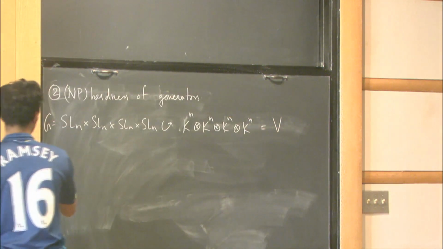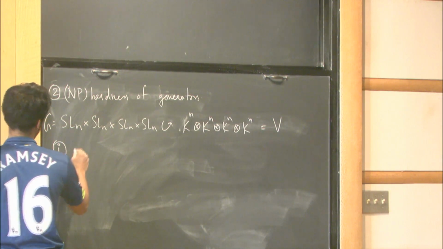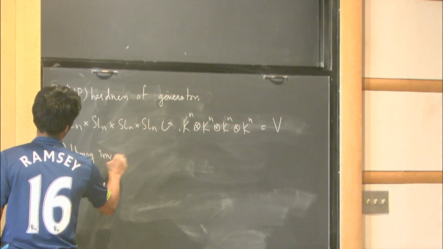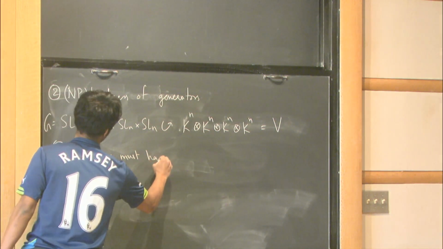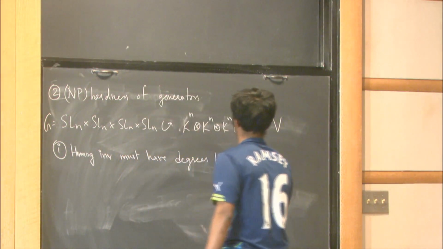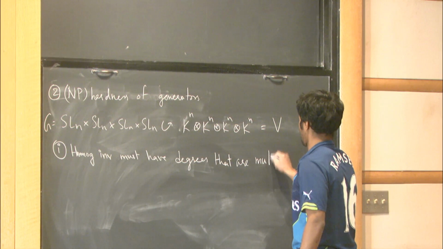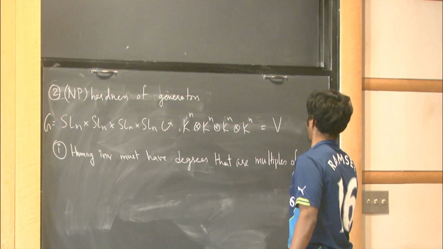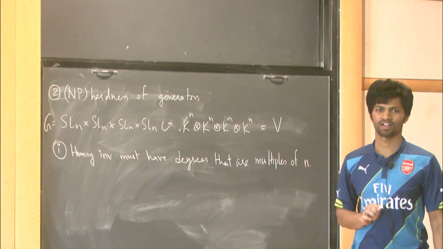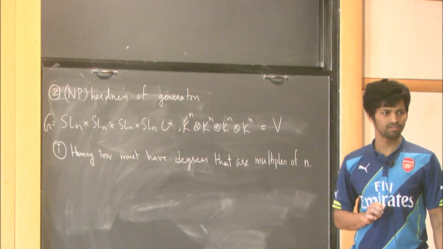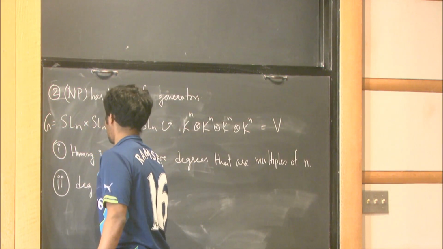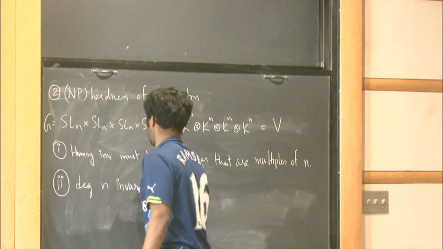Now I'm going to make a bunch of claims. So the first claim is that homogeneous invariants must have degrees that are multiples of n. Okay, this is just a consequence of the nth root of unity being inside SL_n. That's the first claim. Okay, the second claim is degree n invariants are one dimensional.